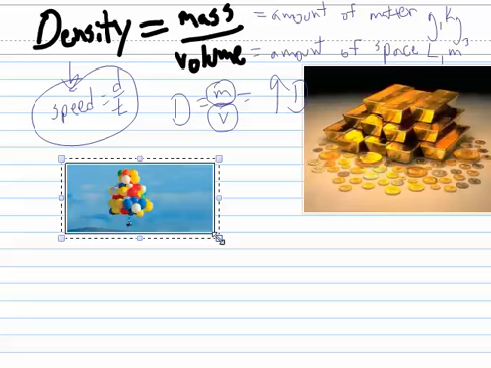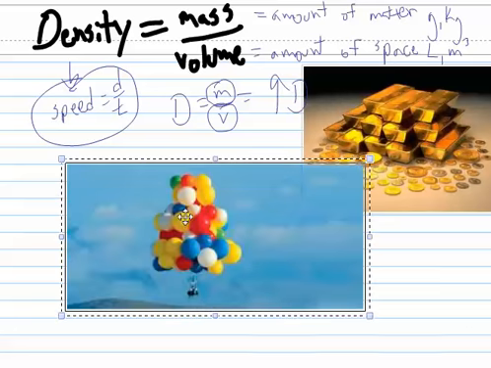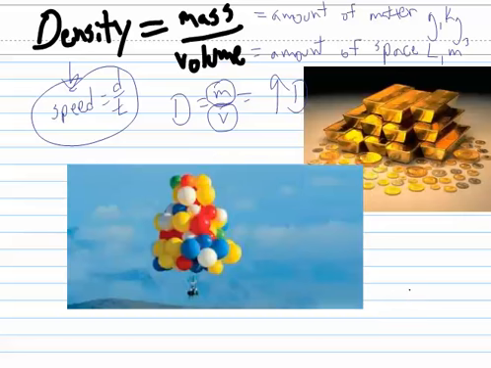Okay, so what about something that has a low density? Something like a helium balloon. Yes, there are people out there who put helium balloons on a lawn chair and fly around. It does happen. So helium has a low mass and a high volume. So if you have a small numerator and a big denominator, you wind up with a very small density. So things like helium tend to float. Things like gold, of course, tend to sink.